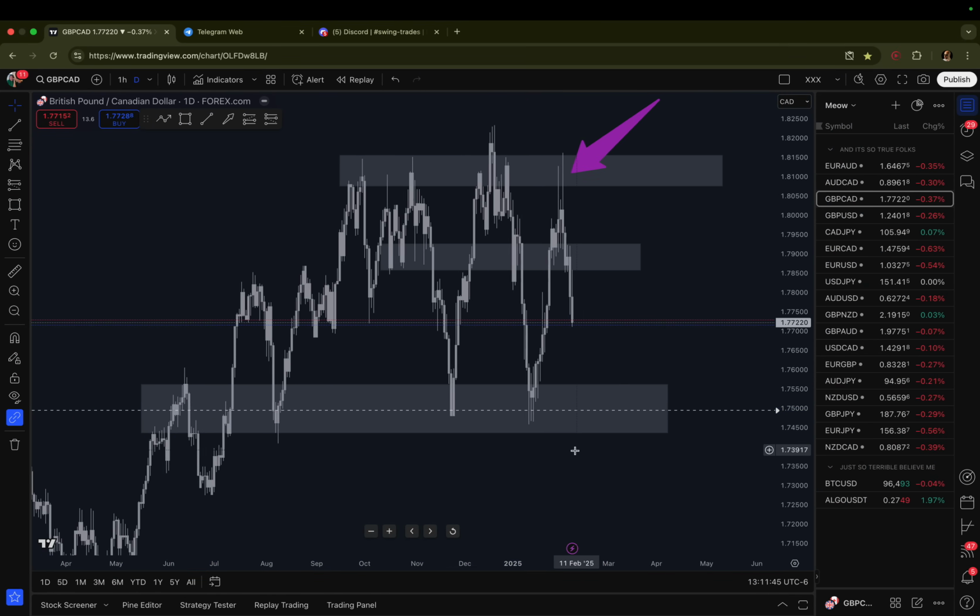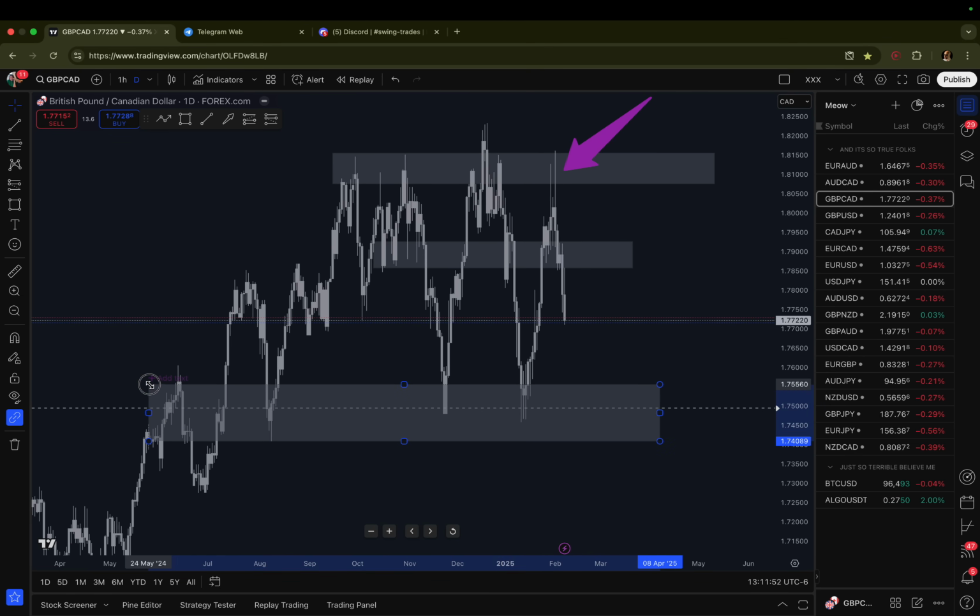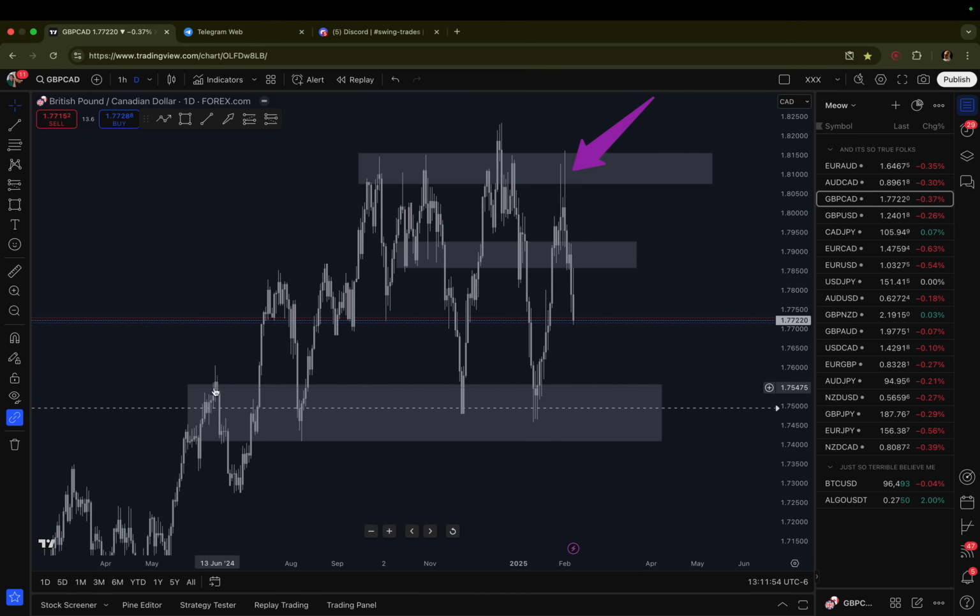I would draw the zone like this. I just do a rough draft first, then I adjust it. Start like that. Okay, this is going to be it for me. Just encapsulate to the closure of that candle.